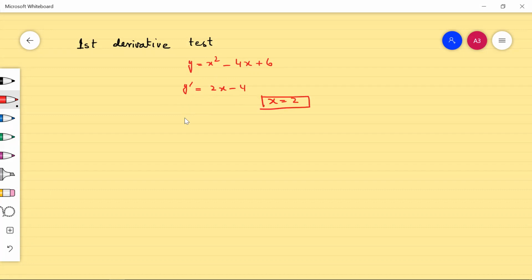For the second derivative test, we have to find the second derivative. The second derivative would be only 2. Now put x is equal to 2 in the second derivative and find the nature of the point. We don't have any x in the second derivative, so how can we put x is equal to 2 in it? So here the second derivative test has failed. So for this purpose, we use the first derivative test.